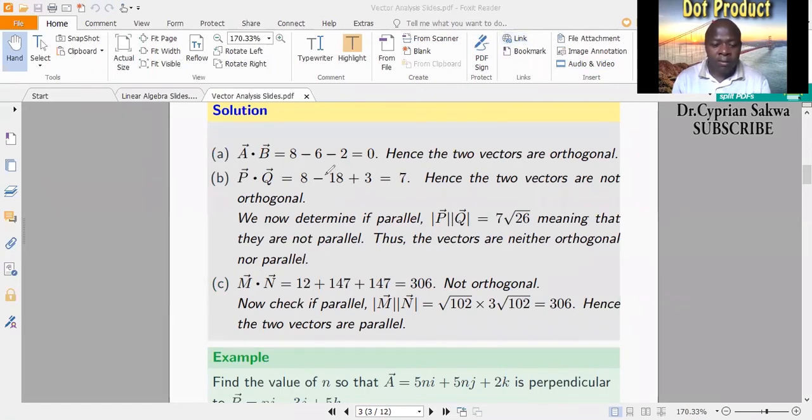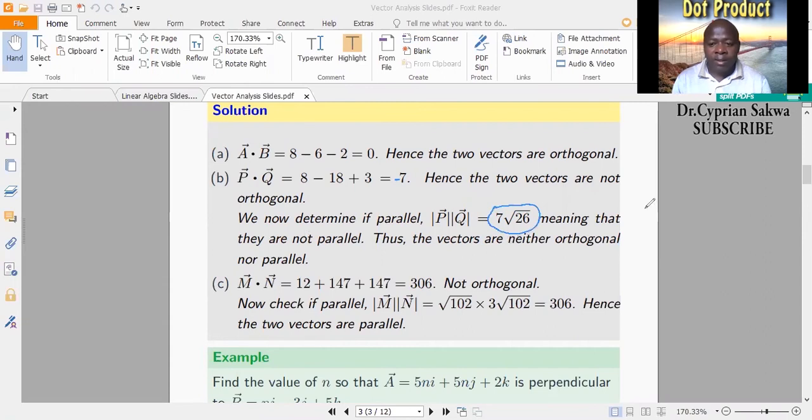It's supposed to be negative 7 because this is negative 10. It's supposed to be negative 7. Hence, the two vectors are not orthogonal. So we determined if they're parallel, and we found that the product of their magnitude is that.